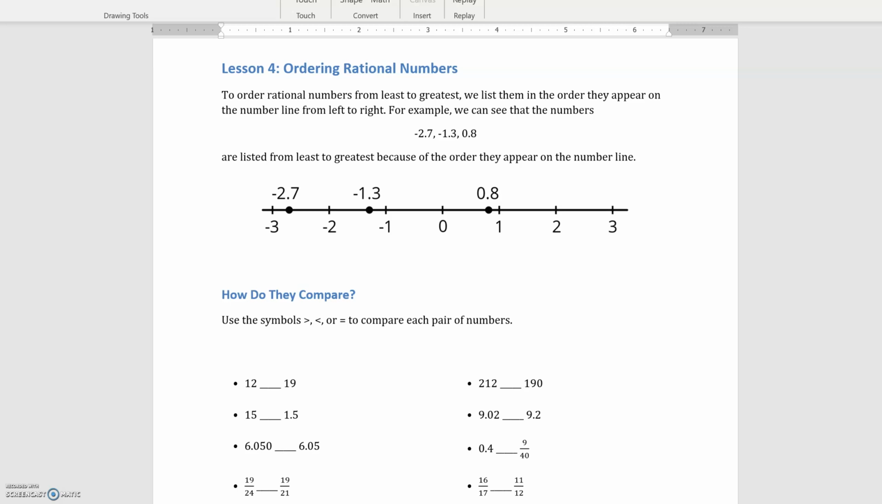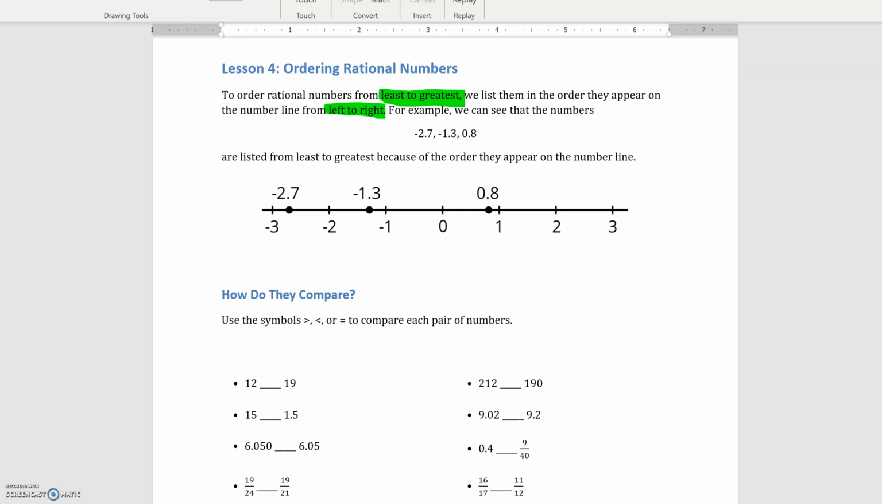Hey scholars, today we will continue working with ordering rational numbers using the strategy of using number lines to help us decide how to order them from least to greatest or greatest to least. To recap what we learned in previous lessons, to order rational numbers from least to greatest, we list them in the order they appear on a number line from left to right. So least to greatest corresponds from left to right on a number line.